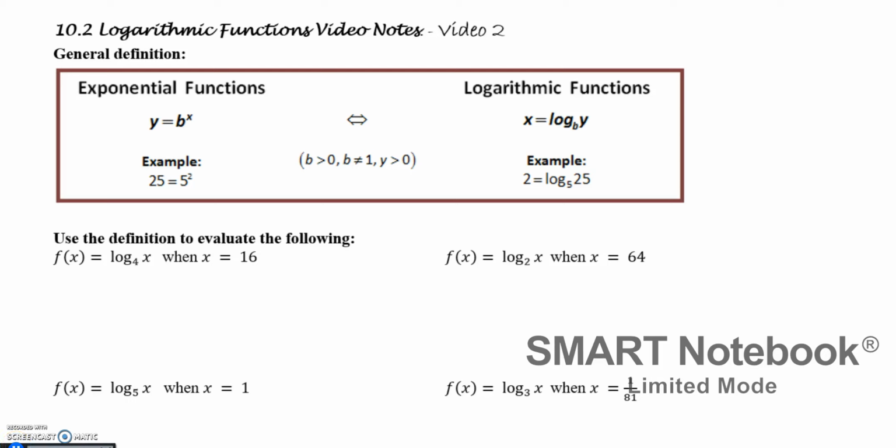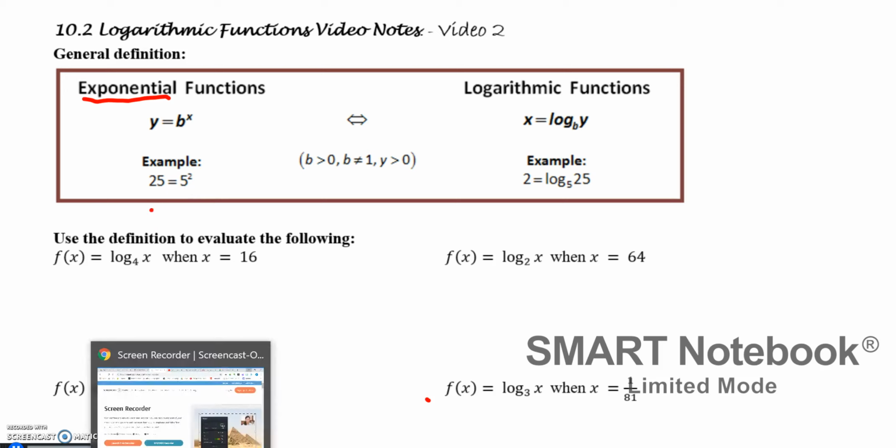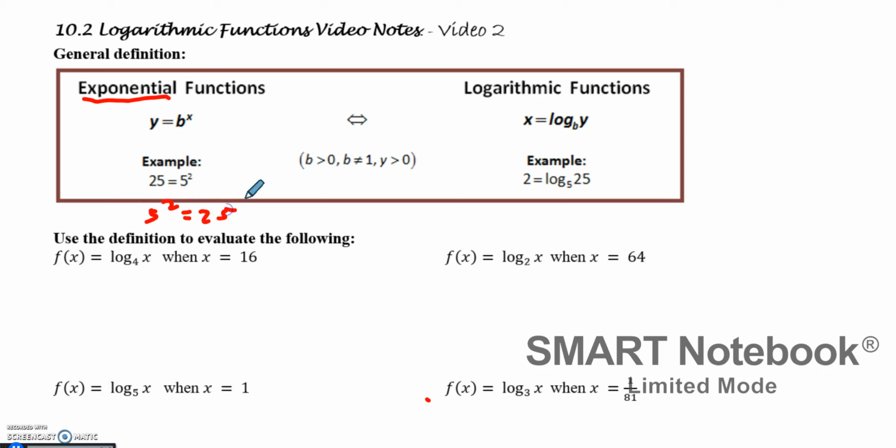Hello everybody, welcome to the 10.2 part 2 video, in which we are starting to focus again on the relationships between logarithms and exponents, focusing on evaluating logarithms and making connections about how you can convert between exponents and logs. If we look at this definition that we already know, an exponential function is something like y equals b to the x. In a numerical way, 25 equals 5 squared, or 5 squared equals 25.